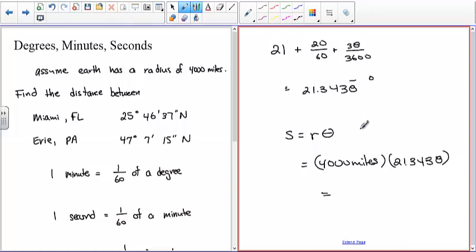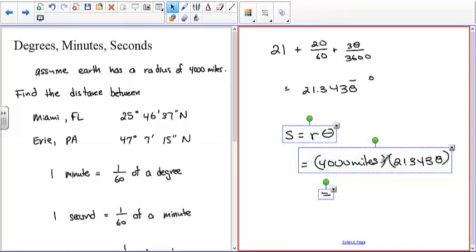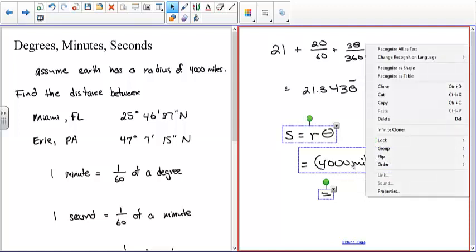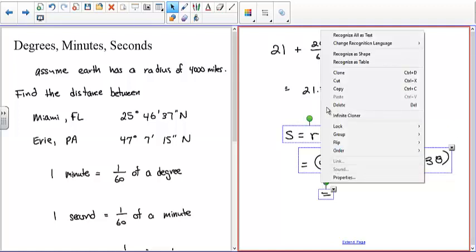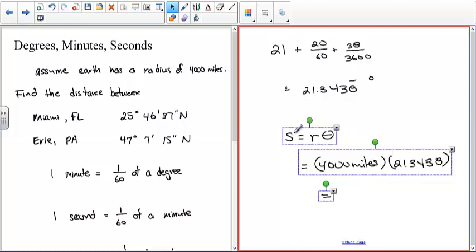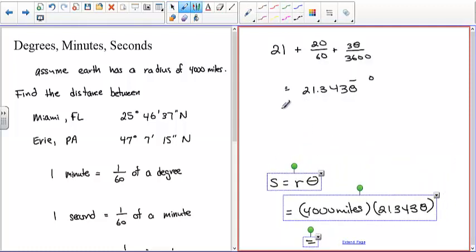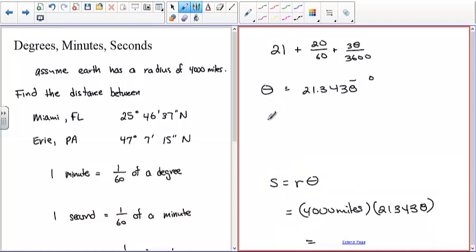And we also need to convert this to radians, and I didn't do that yet. So you can't just use degrees. That's the problem with degrees. So I'm trying to get this thing to go down. There we go. Okay, so that's theta in degrees.